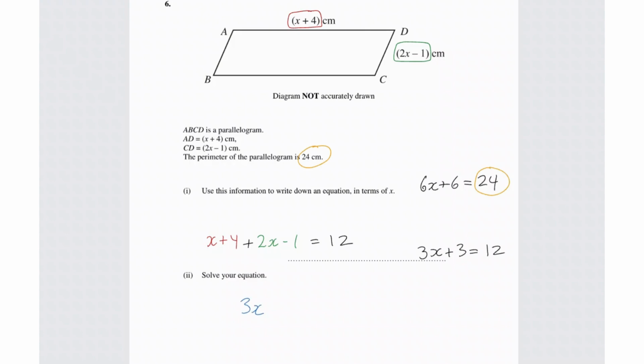If we solve 3x plus 3 equals 12, we get 3x equals 9 and 1x equals 3. If we had formed our full perimeter, we would have got 6x equals 18, and again 18 divided by 6 is 3. So either way we do this, it doesn't really matter. X is equal to 3.